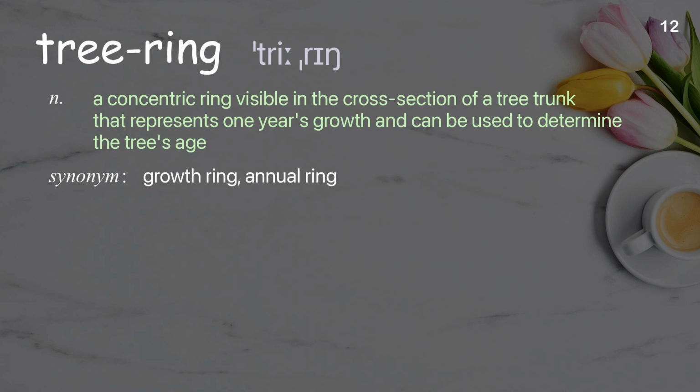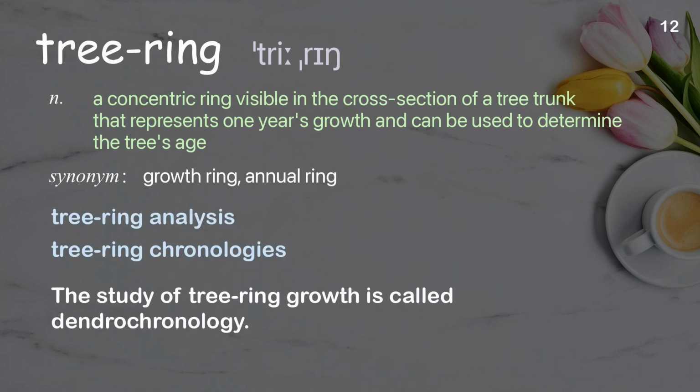Tree ring. A concentric ring visible in the cross-section of a tree trunk that represents 1 year's growth and can be used to determine the tree's age. Examples: Tree ring analysis. Tree ring chronologies. The study of tree ring growth is called dendrochronology.